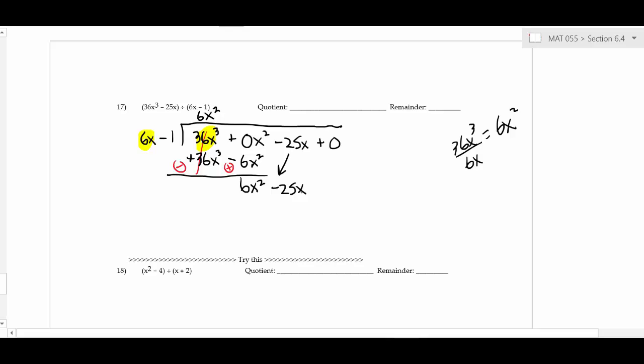So I've gone through one loop of the problem. What's next? You're ready to divide again. So the next thing you're going to do is 6x squared divided by 6x. So what's the result of that division?